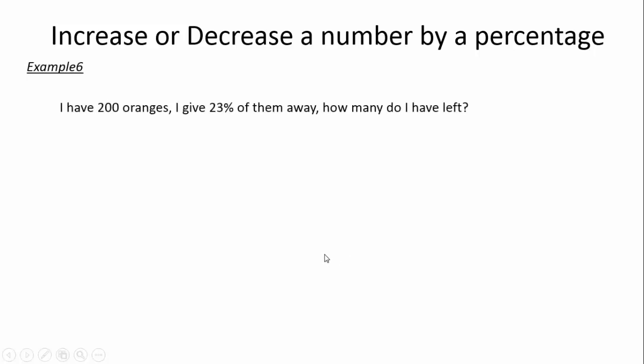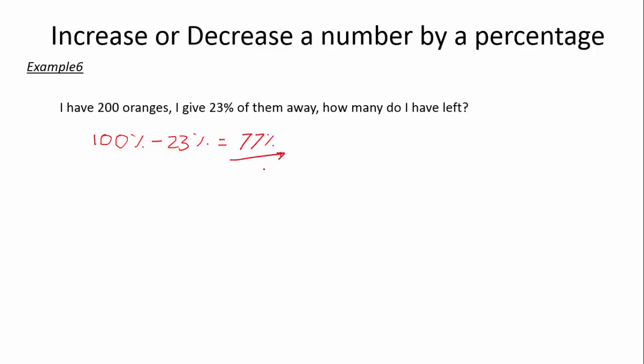I have 200 oranges. I give 23% of them away. How many do I have left? Okay, how are we going to do this? We give 23% of our oranges away, so we're going to be left with 100% minus 23% afterwards. So we gave 23% away, so we're going to be left with 100% minus 23%, and that is equal to, quite easily, 77%.